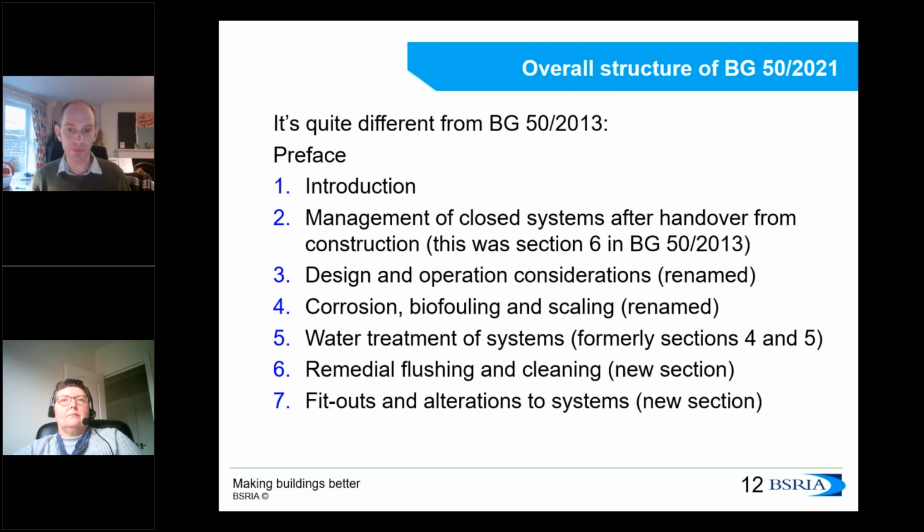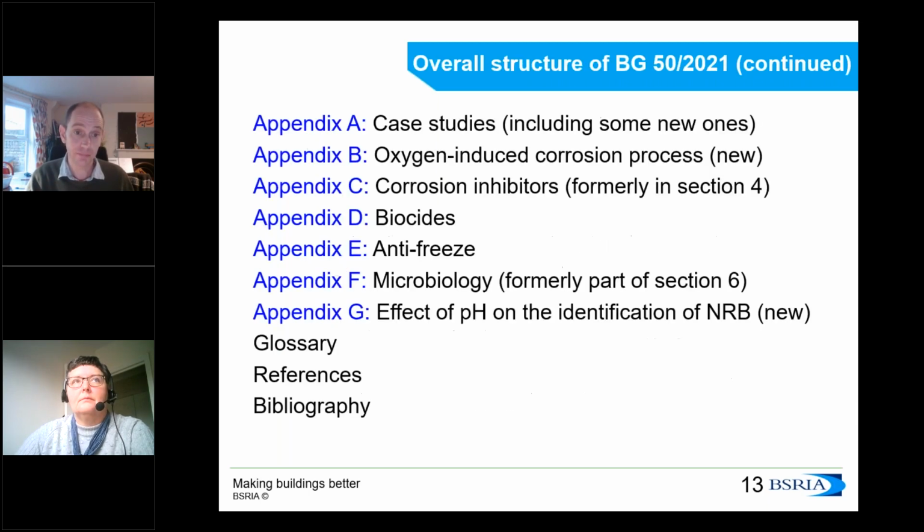Water treatment was previously in 2 separate sections, one on chemical and one on non-chemical. Those have been merged together and additional information has been added there. And I'll go into a little bit more detail about that in a minute. There's also a couple of new sections, one on remedial flushing and cleaning, because this is sometimes necessary in older systems, and another one for fit outs and alterations, because obviously that's something that happens a lot too.